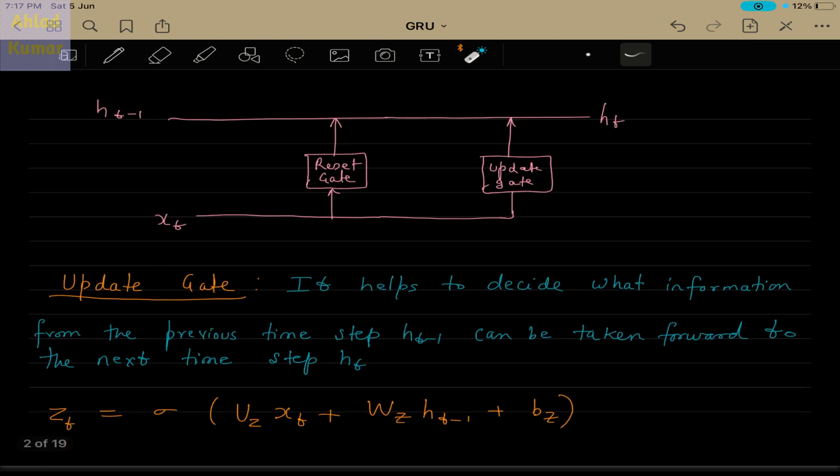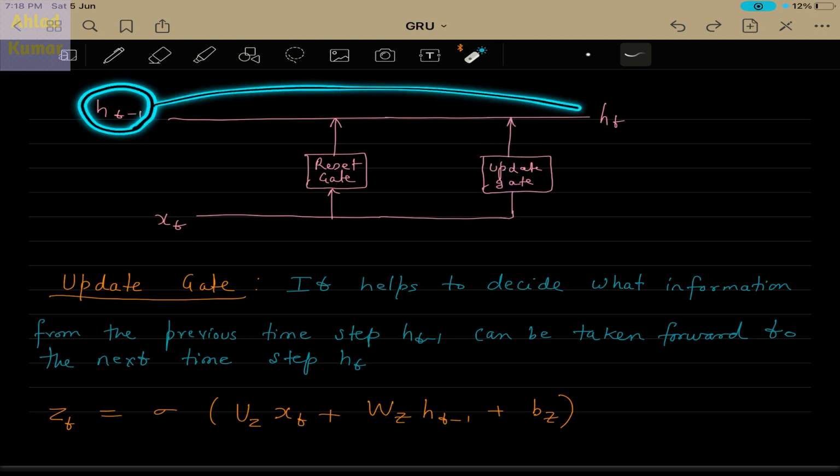The update gate helps us decide what information from the previous time step h t minus 1 can be taken forward to the next time step h t. It tries to update by adding extra information to this h t minus 1 using summation. Once we discuss this architecture in detail, you will see there is a plus sign over here. What this plus sign will do is add extra information to h t minus 1 so that it passes through to h t.